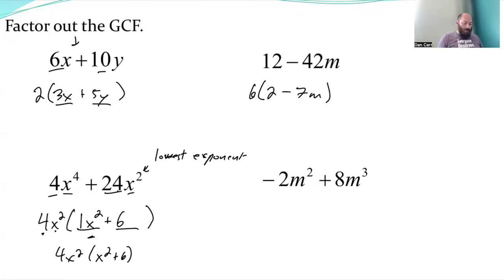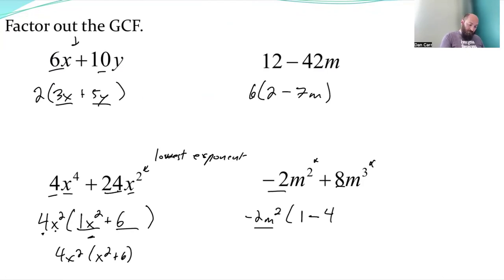Same thing in the next one. Now, just to change things up a little bit, I'm actually going to factor out a negative 2 here because I could take a 2 out of both of these, just to show what happens. Additionally, when I look at my m's, my lowest exponent is m to the 2nd. So I'm going to factor out negative 2m squared. So when I do that, I'm going to see that negative 2m squared times 1 gives me my original problem.